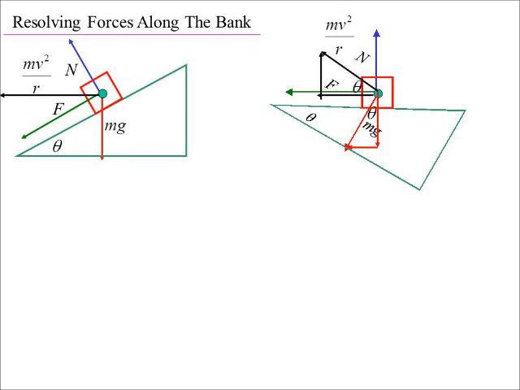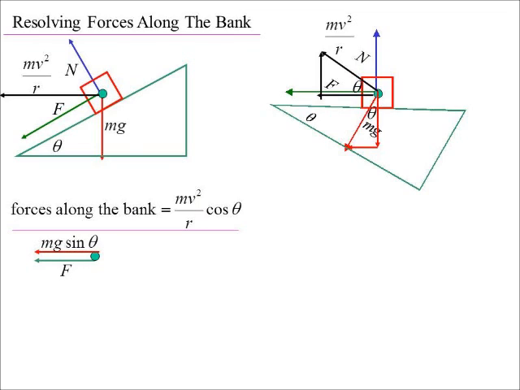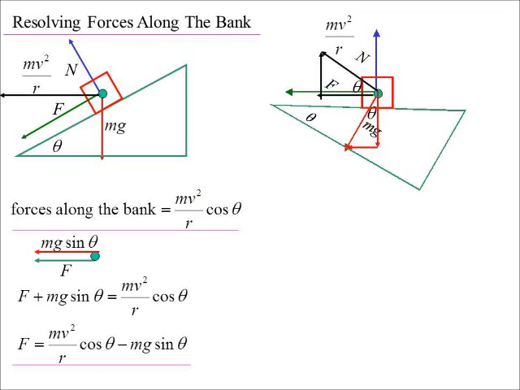Okay, so forces along the bank, the resultant force along the bank, which is the one that now looks like it's horizontal, would be mv squared on r cos theta. And drawing all the ones that look horizontal in my picture, I've got friction going to the left and a component of gravity going to the left. And so F plus mg sine theta is mv squared on r cos theta. And that allows me to find the frictional force without having to worry about the normal force.